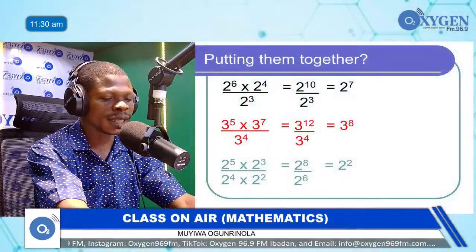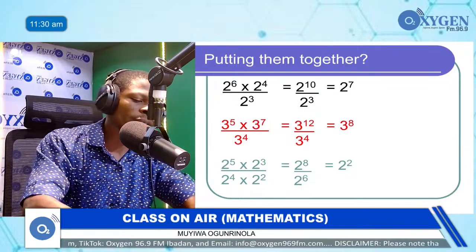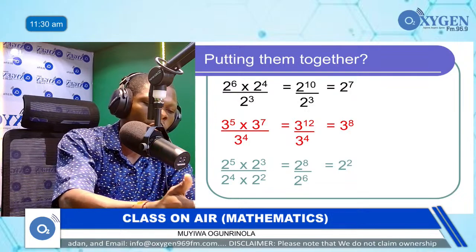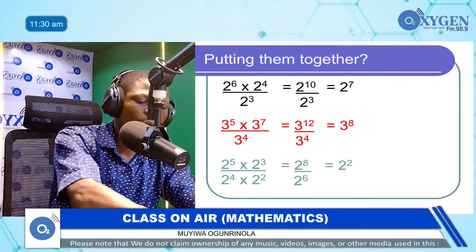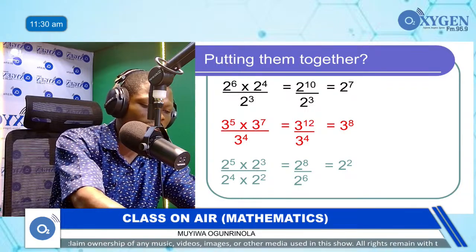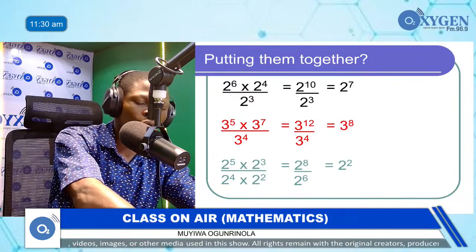So, another thing is that let's look at some examples here. If we put all these things together, for instance, now let's look at this one. 2 raised to power 6 times 2 raised to power 4 divided by 2 raised to power 3. Now, in solving this one, for the numerator, you have 2 raised to power 6 multiplied by 2 raised to power 4. You have the same base. Then, that one will give us 2 raised to power 10. You are going to add the powers there. That is 2 raised to power 10 divided by 2 raised to power 3.